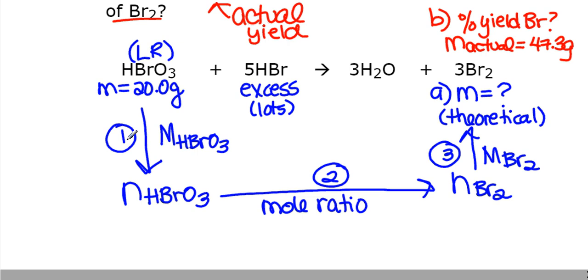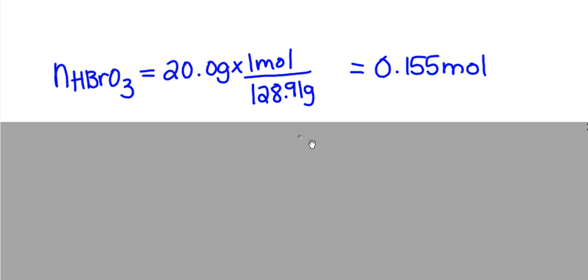So now what we're going to do is walk through these three steps that we mapped out to find the mass of bromine, the theoretical yield. So let's start looking at those. Step one, we needed to find out the number of moles of HBrO3. We take the mass, divide it by its molar mass, and we get around 0.155 moles.